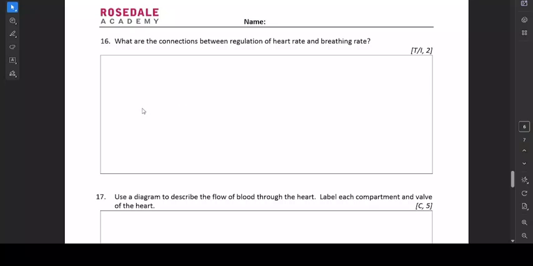What are the connections between regulation of heartbeat and breathing rate? Okay, so both heart rate and breathing rate are regulated by the medulla oblongata. So you can just write brain, or brainstem. And then obviously increased CO2 and blood acidity stimulate chemoreceptors, which I believe I talked about. So it signals your brain, and essentially it's going to increase the heart rate and breathing rate so that we have better O2 delivery and can remove more carbon dioxide in a short amount of time.